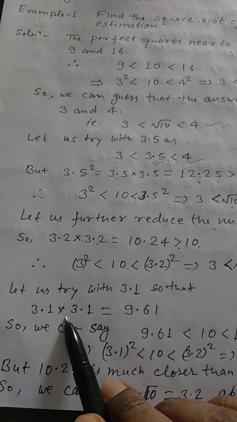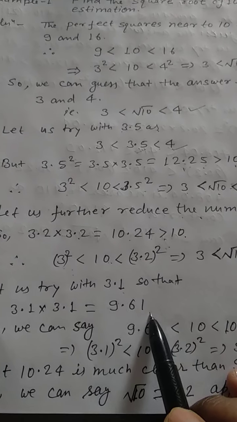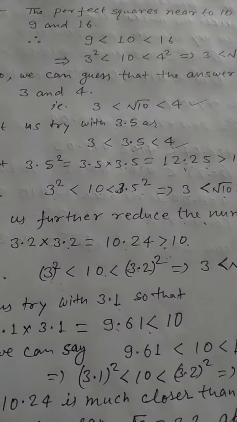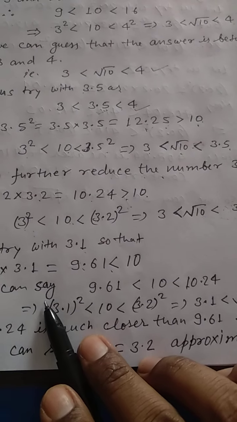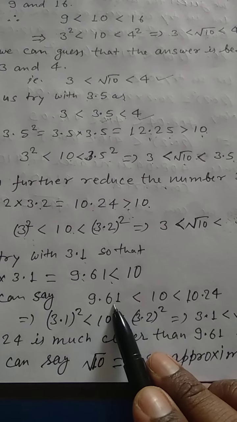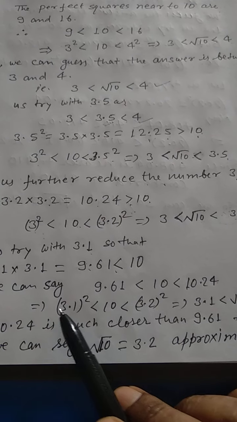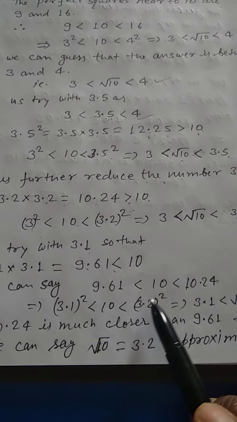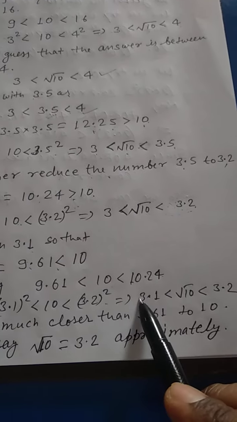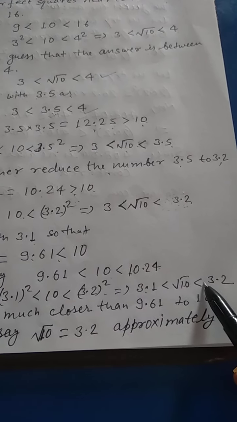So 3.1 into 3.1 is 9.61. Now we can say that 9.61 is less than 10. So the required number is in between 9.61 and 10.24, that is, 3.1 square and 3.2 square, with 10 in between. Now you can say that the square root of 10 is in between 3.1 and 3.2.